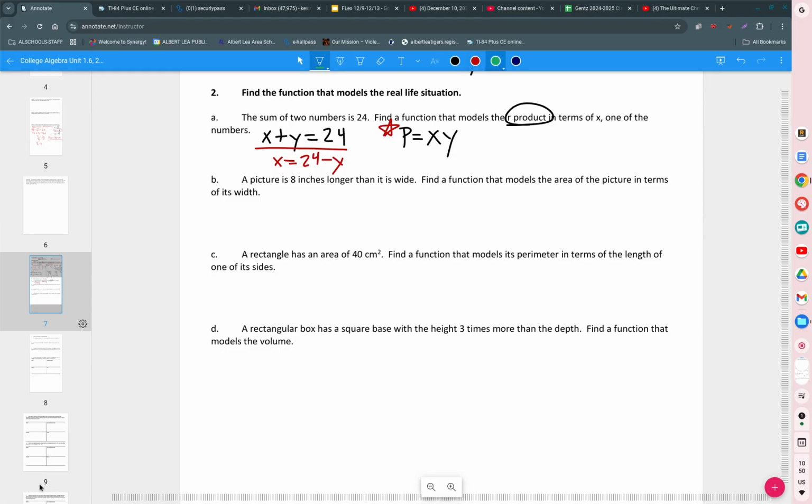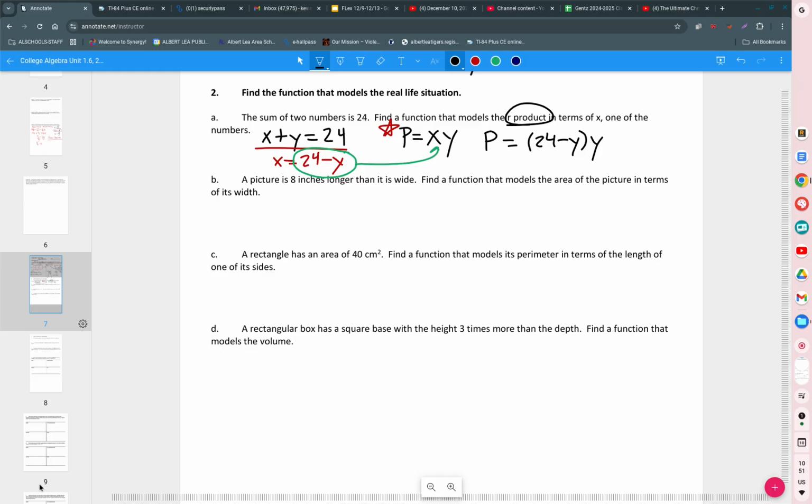Now you can take that 24 minus y and drop it in for x right there. So product is equal to 24 minus y times y. It does say find a function that models the product in terms of x. So technically we should have subtracted x, not y. But it looks the same, it just has an x in it instead of a y. Get the idea? That's the challenging piece to come up with.